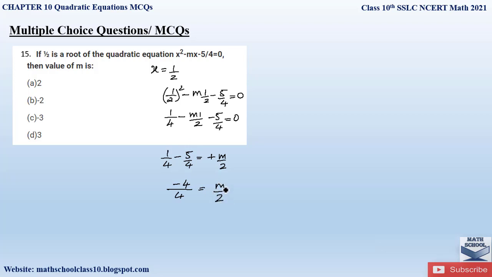Now we have to find the m value. Here we can cancel 4 by 4, so we get minus 1 equal to m by 2. Since we have to find the m value, send this 2 to the left hand side. So that will be minus 1 into 2 equal to m, or m is equal to minus 2. So our correct option is option B. In this manner, we have to solve the equation and find the m value, that is, we have to substitute the given root, 1 by 2.